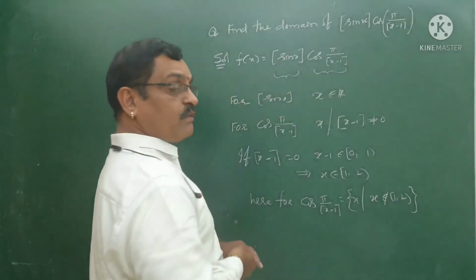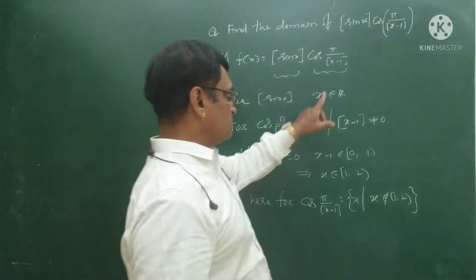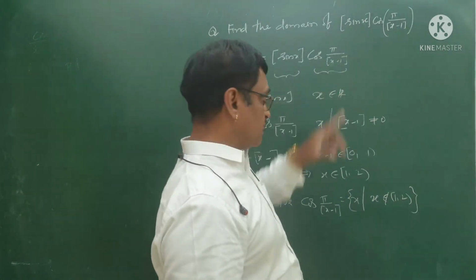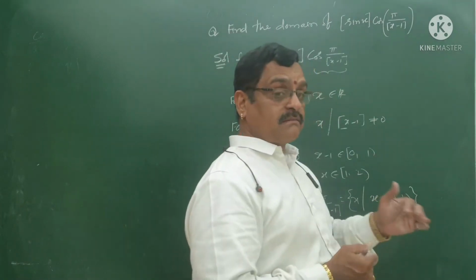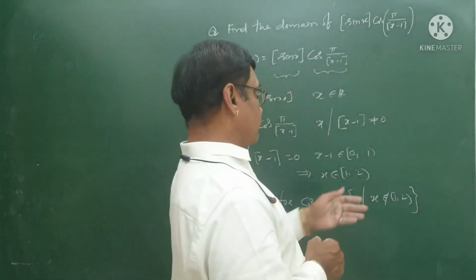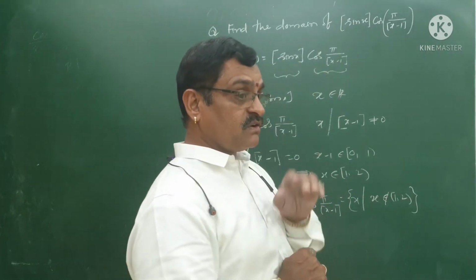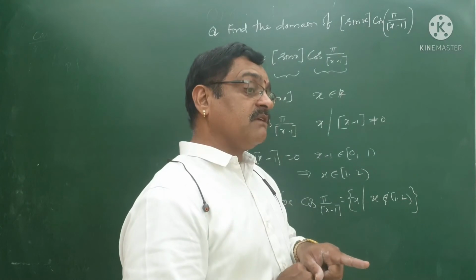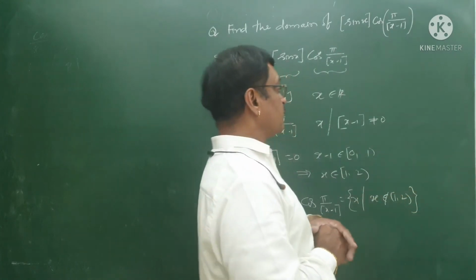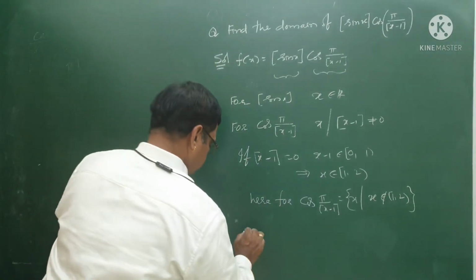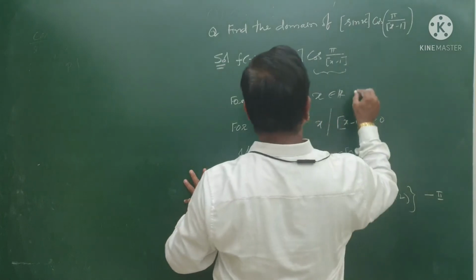But before finding the answer, we cross-check. Can I take x equal to 1? No, I can't take x equal to 1. Can I take any value more than 1 and less than 2? For example, 1.5. The integral part of 1.5 minus 1, that is 0.5, the integral part of 0.5 is 0. So I can't take any number. Therefore x equal to 2 and x equal to 1 are excluded.